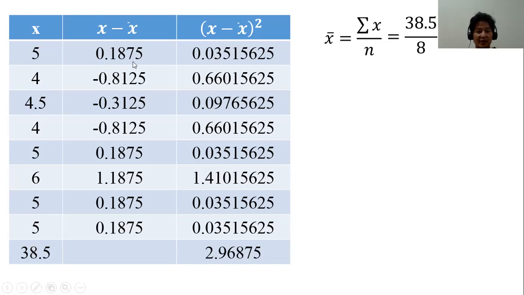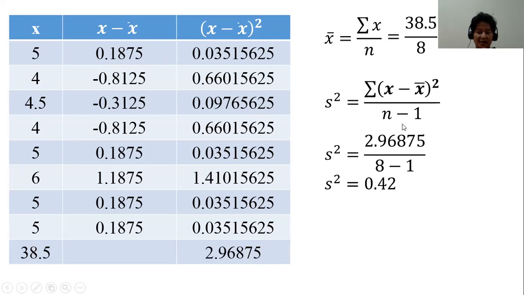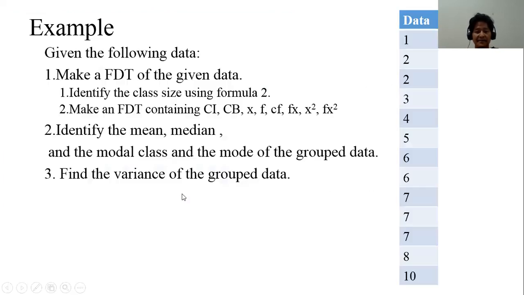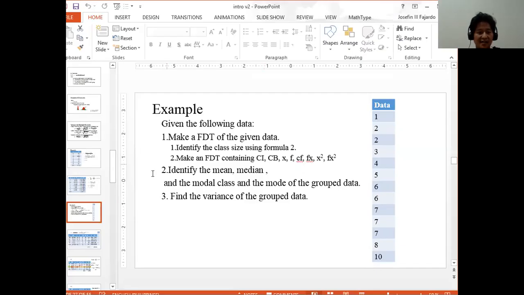And then we square po bawat difference. Saka natin i-add yung mga squares na to. Yun nga lang, pag nakuha na natin to, madali na lang siya. Kasi substitute na lang natin 2.96875 dito sa numerator, and then divided by 8 minus 1. Okay, we'll have the same result. Pero yun nga lang, before we arrive at 2.96875, medyo masalimuot yung ating pinagdaanan.